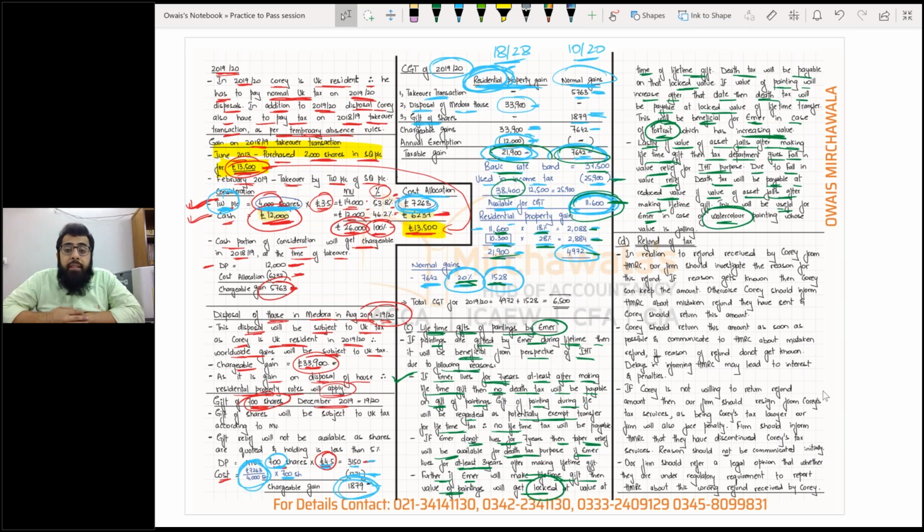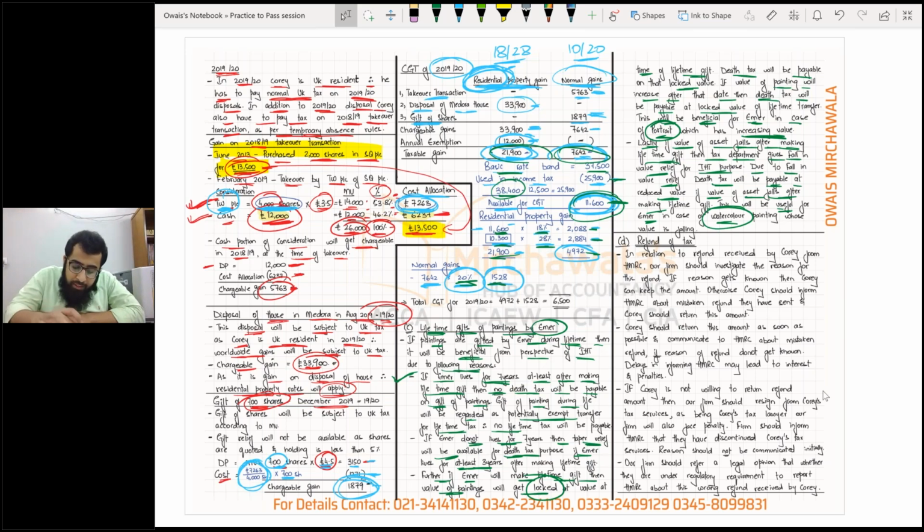Asad Ali has asked whether falling values apply for insignificant value or significant value. It has no concern with significant or insignificant. Fall in value relief is irrespective of it. If the value of the asset falls after making a lifetime gift, you get fall in value relief, and you have to pay IHT on the reduced value rather than on the locked value. Okay, Asad?